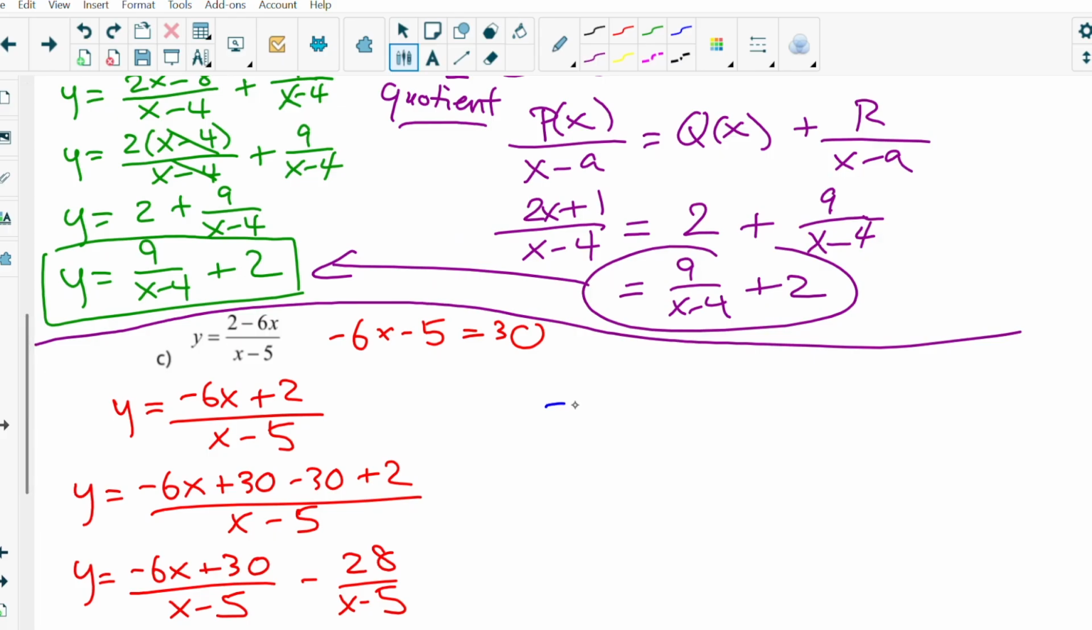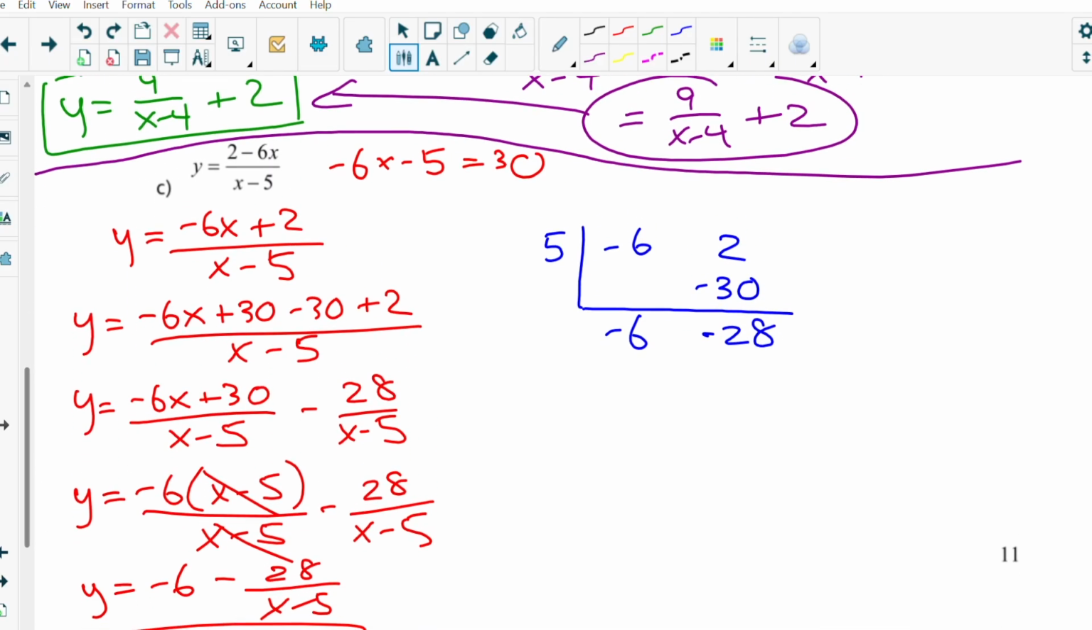So I'm going to set up 5 as my dividend. Sorry, 5 is my divisor. Okay, and then my dividend is negative 6 and 2. And so bring down the negative 6. 5 times negative 6 is negative 30. 2 plus negative 30 is negative 28. And so there's my quotient, and there's my remainder.